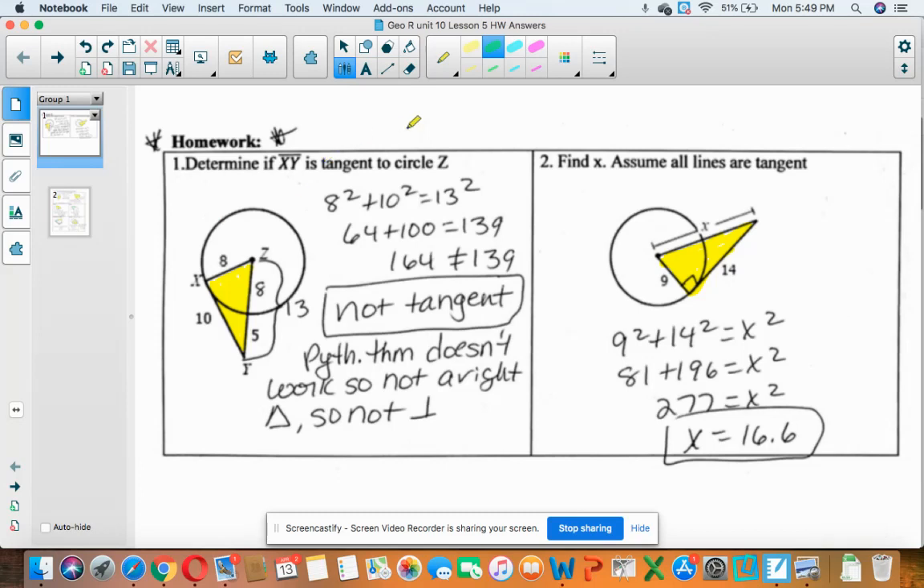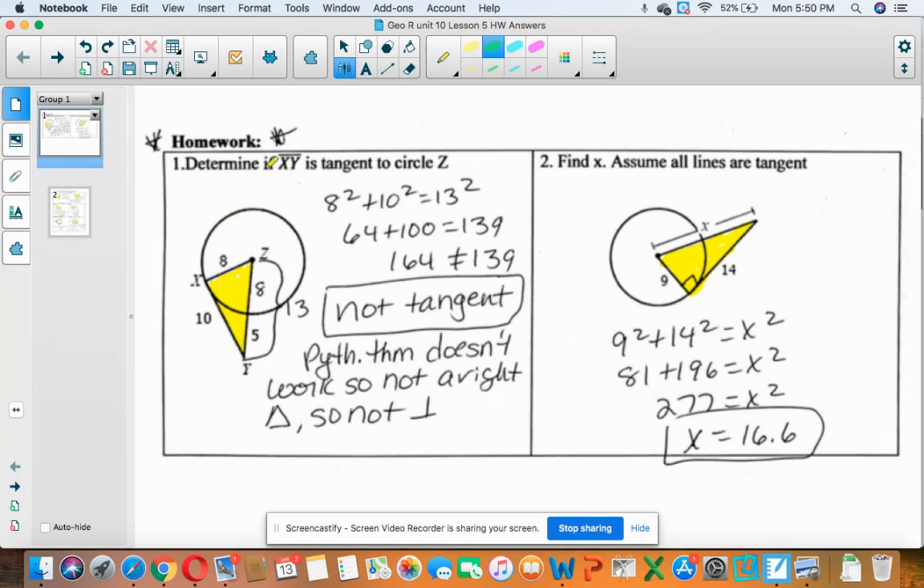So there were two rules that we learned yesterday, and one of them has to do with questions 1 and 2, and that is a tangent line. So this line right here, XY, is called a tangent line. It intersects a circle in one spot. And a tangent and a radius will be perpendicular at the point of tangency.